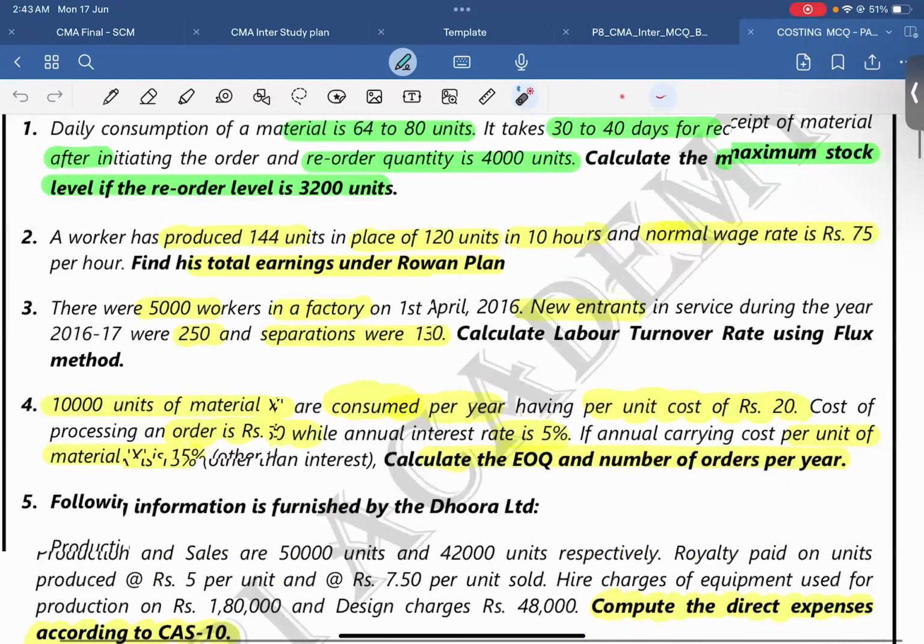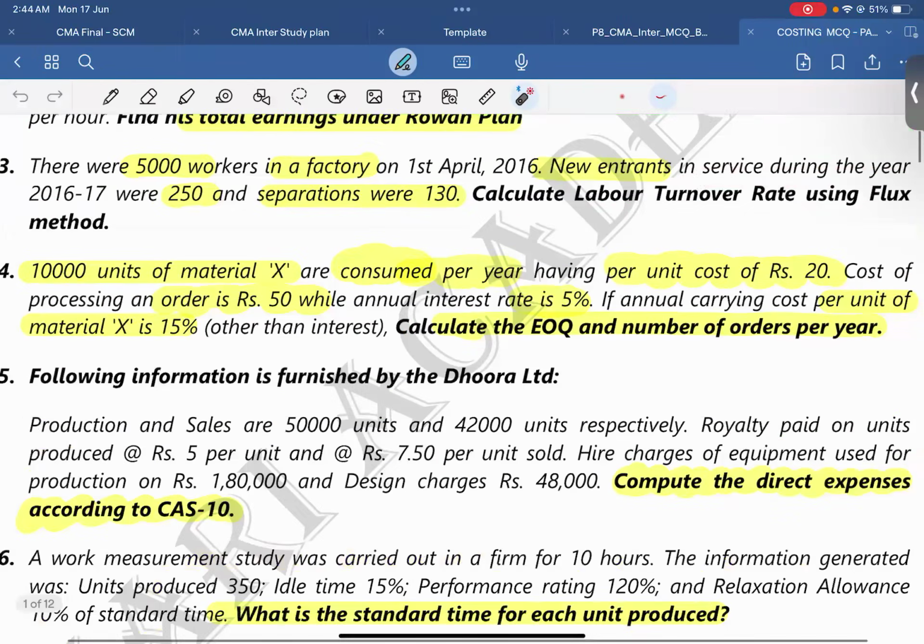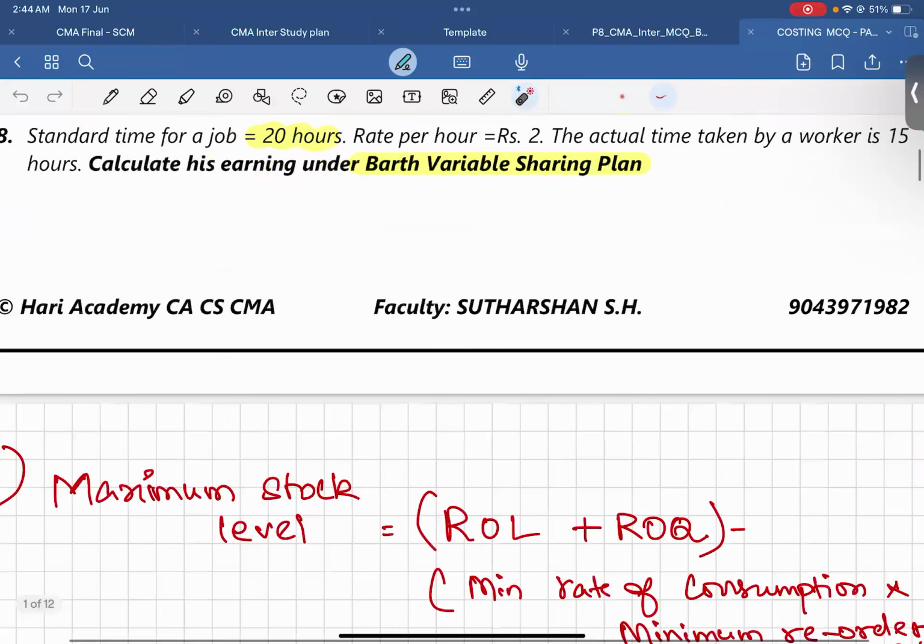There were 5,000 workers in a factory on 1st April 2016. New entrants in service during the year 2016-17 were 250 and separations were 130. So it is 250 new entrants, 130 separations. What is the labor turnover rate using flux method? For the flux method, we need to calculate using the formula. So we will go with the formula.